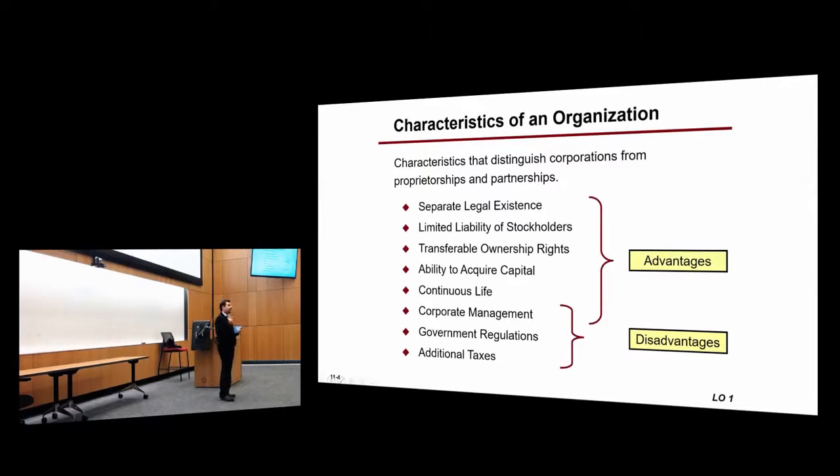Now, corporations have a couple of advantages over proprietorships and partnerships. Remember, partnerships are very similar to proprietorships, except that there is more than one owner. So for example, one of the advantages of corporations is that it is a separate legal entity that can have contracts in its own name. It doesn't have to be with the name of one of the partners. You have limited liability of stockholders.